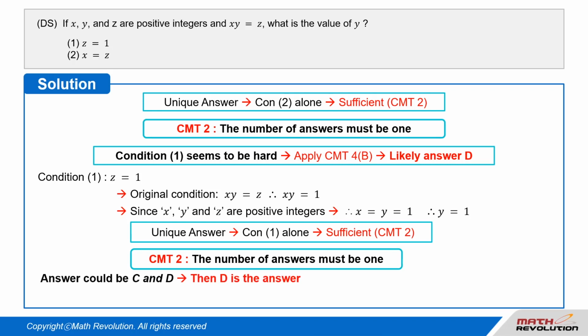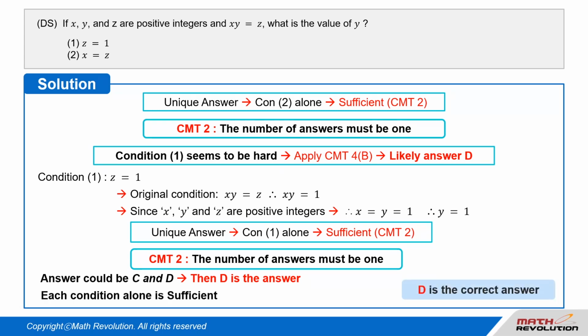If the question has both C and D as its answer, then D is an answer rather than C, by the definition of DS questions. Each condition alone is sufficient. So, D is the correct answer.